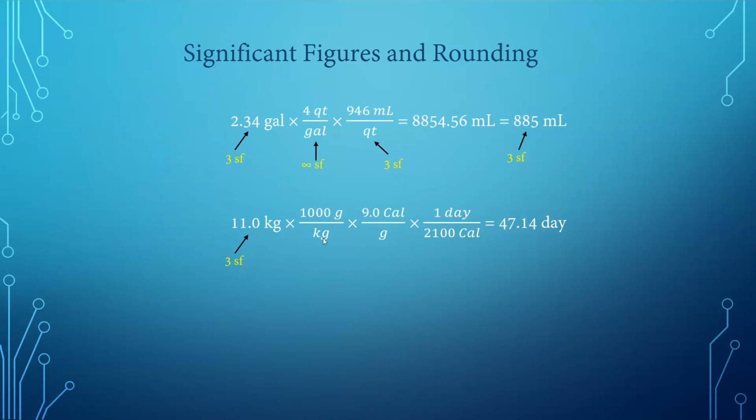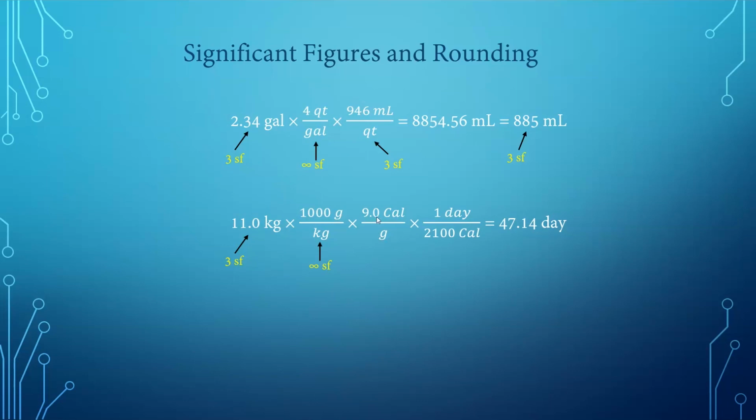The gram and kilogram conversion, of course, they're both metric conversions, which means this one has infinite significant figures. The calories in a gram of fat, of course, someone had to measure that. We're going to be doing an experiment later on calorimetry, where we learn how to measure that type of thing.